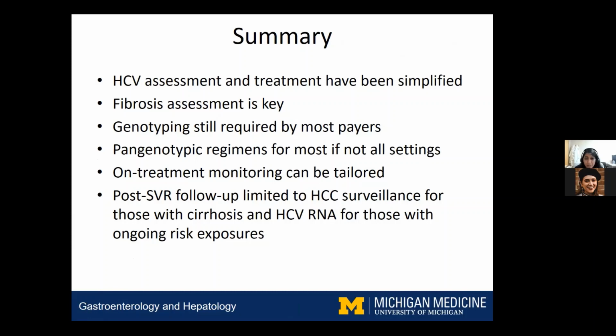We now have pangenotypic regimens for most, if not all, settings. So there are at least 2 really great options that are being used a lot now. On-treatment monitoring can be tailored, and post-SVR follow-up is limited to liver cancer screening for those with cirrhosis before you start, and Hep C RNA annually, at least for those with ongoing risk exposure.